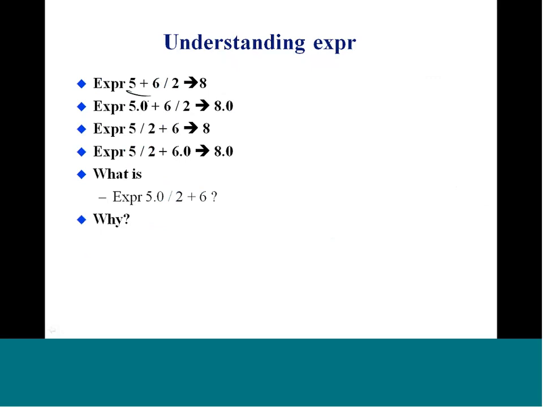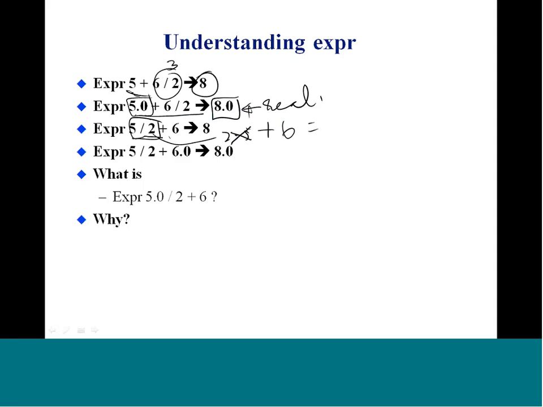The first one is fairly simple. Now you guys can answer: 5 plus 6 by 2. So 6 by 2 is evaluated, which is 3, and then added to 5. We get 8. Now the next one is 5.0 plus 6 by 2. Again, since this is a real number, everything is converted into real, and then we get an answer of 8.0, which is a real number. Now it gets slightly interesting. The next one is 5 divided by 2 plus 6. So it evaluates 5 divided by 2, which is actually 2.5, but since this is an integer, it leaves the decimal out, so it is just 2, and then when it adds 6, it is 8.